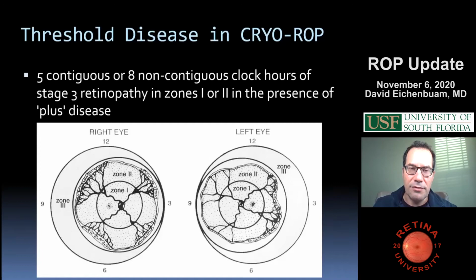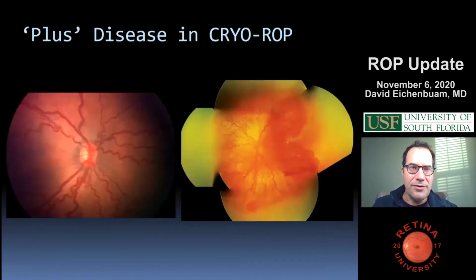Both of those are threshold ROP, and both of those triggered treatment in cryo-ROP and still trigger treatment in the post-cryo era, which we've been in for over probably 20, 30 years now. This is plus disease. On the left side is the standard photo of plus disease from the cryo-ROP study. It's tortuous and dilated posterior vessels.